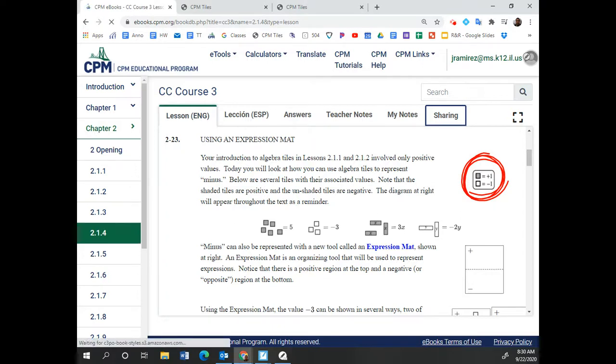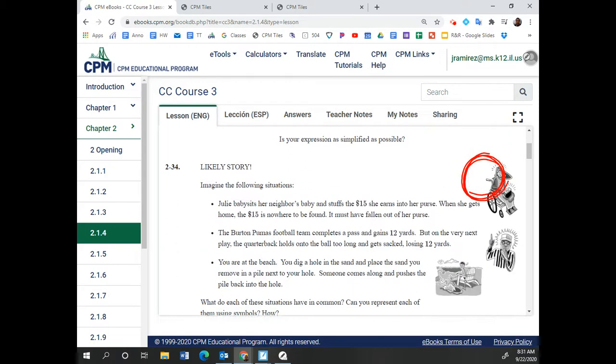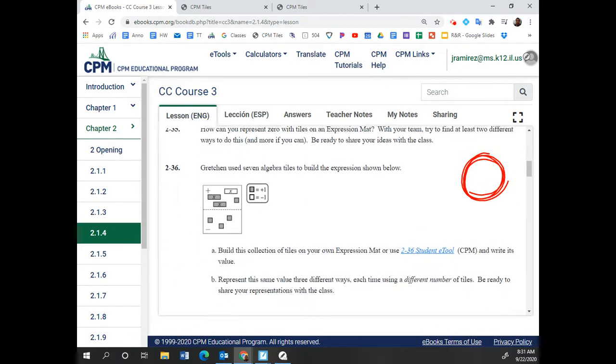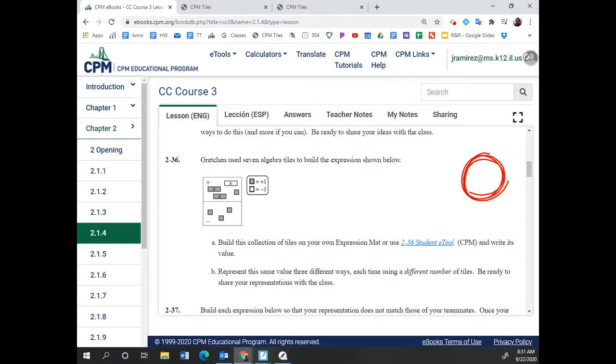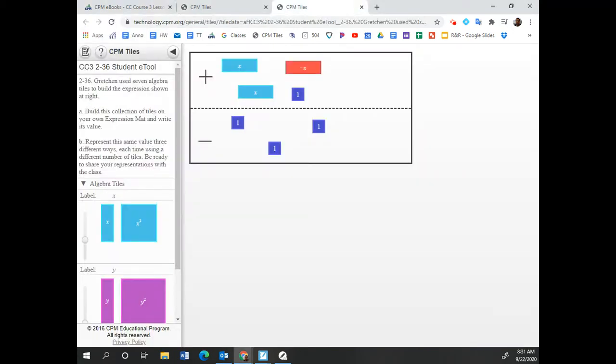Go to lesson 214, pause the video, go to 214, and then come down to problem 236. See this 236 eStudent tool? Click on that link. When you click on that link in your book right now, after I'm done telling you, it's going to bring up this screen. So please pause the video, and if you didn't pay attention, go back and figure it out. But bring up this screen, okay? And then I'll explain what to do. So pause, go.